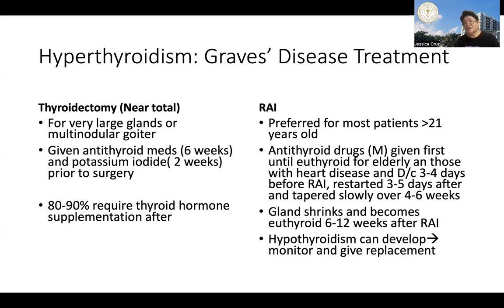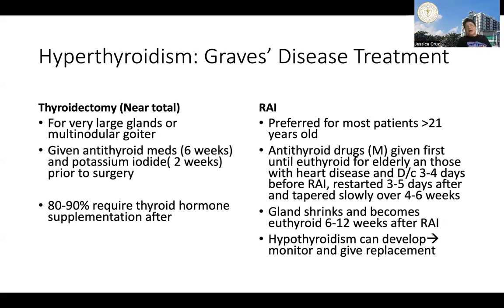For radioactive iodine, this is the intervention of choice for patients over 21 years old. So we give methimazole first for elderly patients and those with heart disease. Binibigyan muna natin ng methimazole until euthyroid. And then this is discontinued 3 to 4 days before the radioactive iodine, restarted 3 to 5 days after, and then slowly tapered over 4 to 6 weeks.